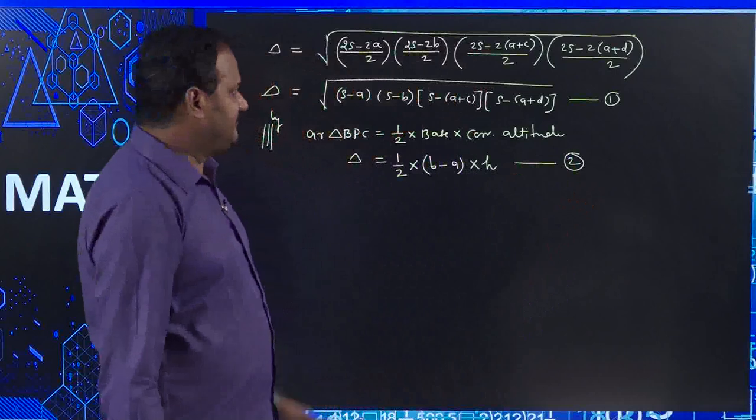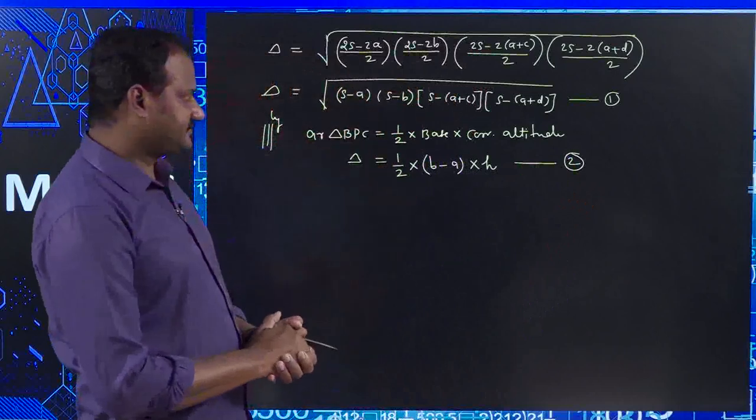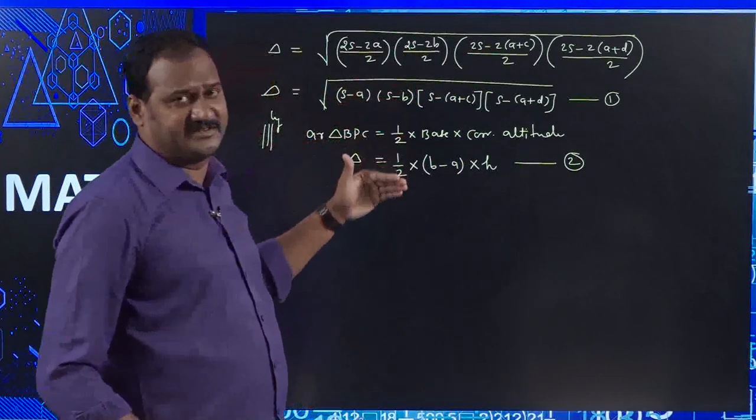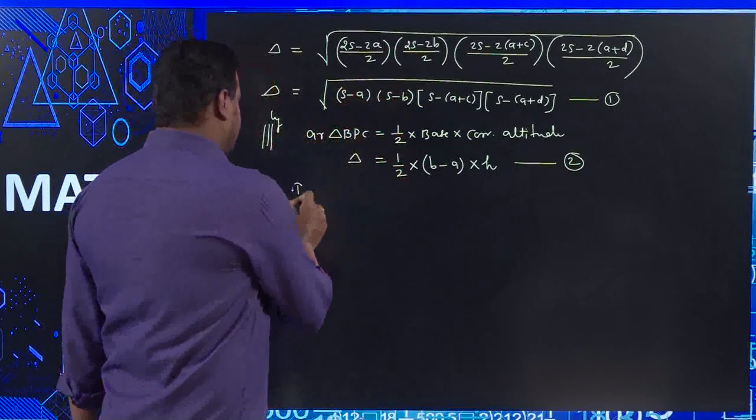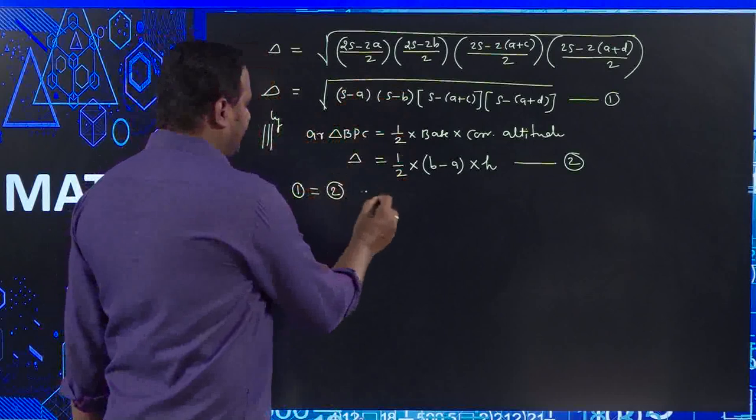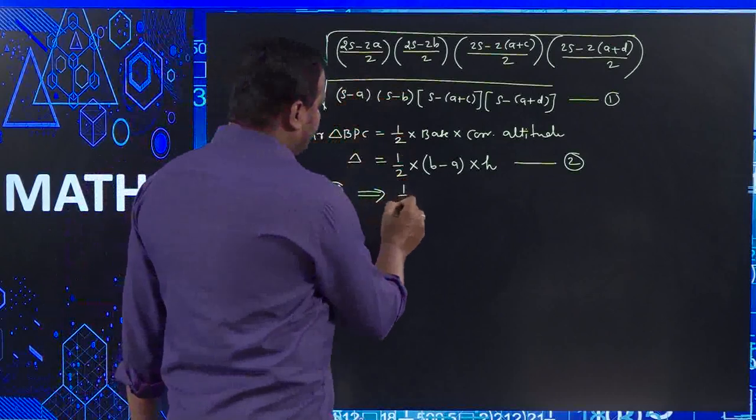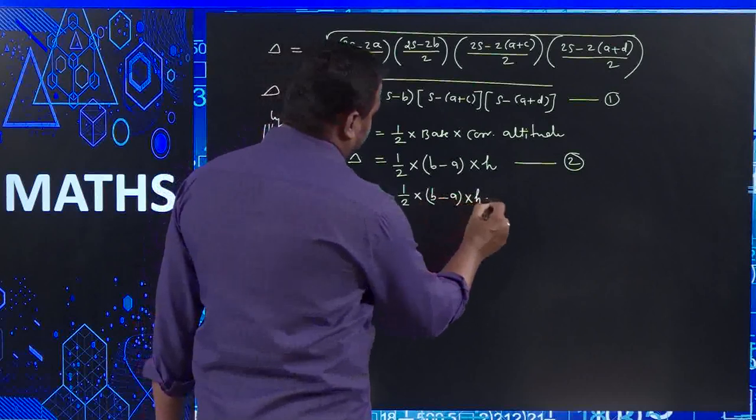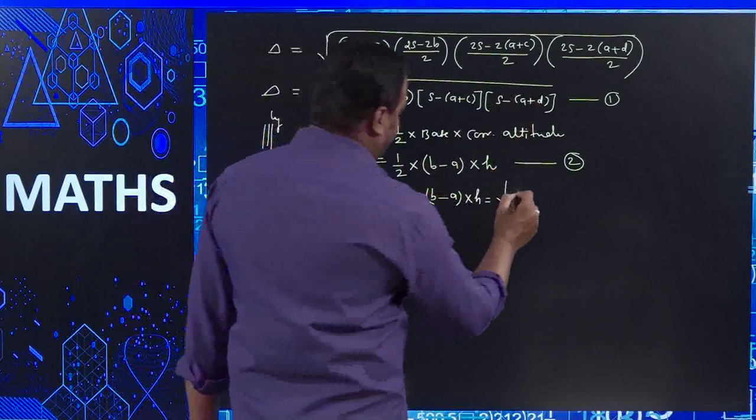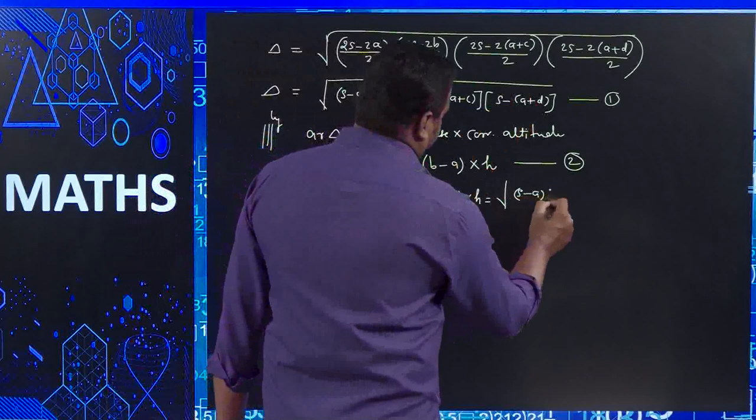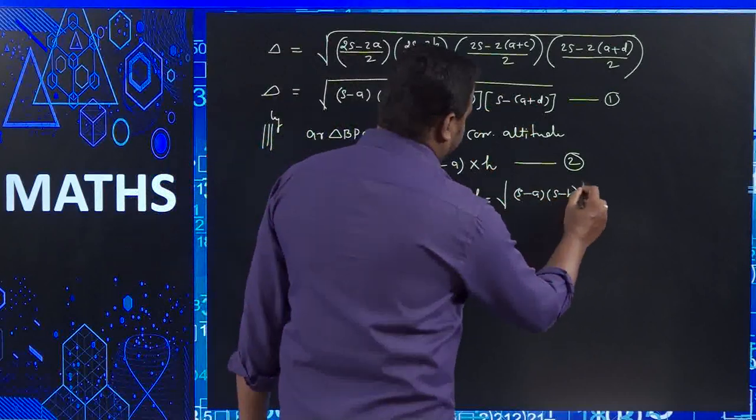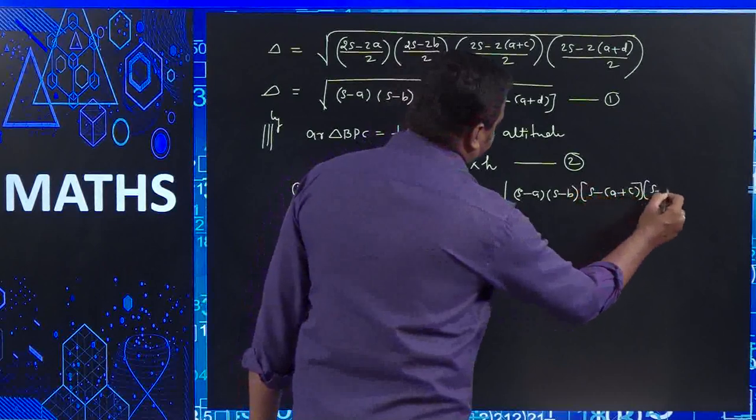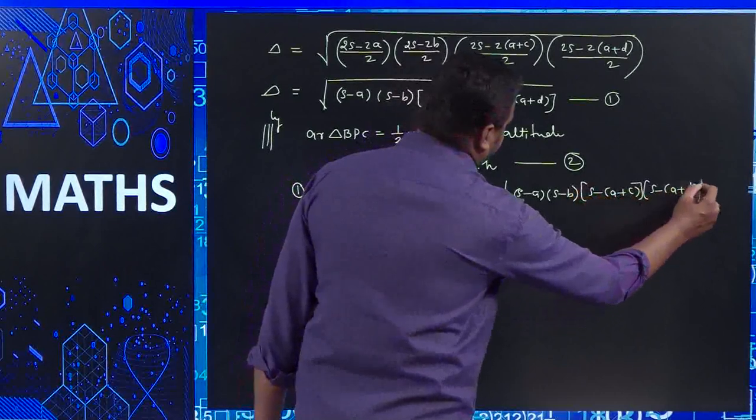See, from 1 and 2, what can we say here? When you equate the first and second, because both are the areas of the same triangle, we get half into B minus A times H is equal to square root of S minus A times S minus B times S minus of A plus C times S minus of A plus D, right?